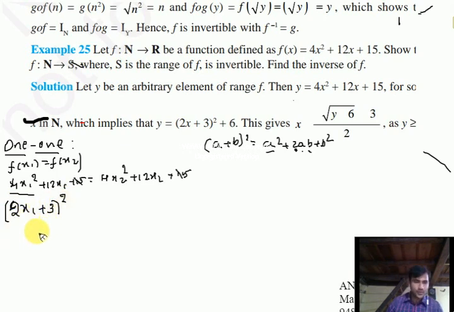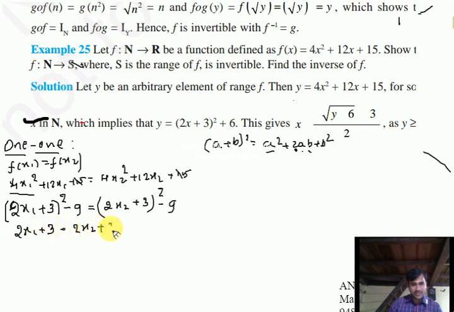But 2x1 plus 3 whole square is 4x1 square plus 12x1 plus 9. Therefore we need to consider minus 9 to get 4x1 square plus 12x1. Similarly on the right hand side we can choose 2x2 plus 3 whole square minus 9, so that we can cancel 9 and 9 on both sides, and the squares on both sides. Then we get 2x1 plus 3 equals 2x2 plus 3. Again we can cancel 3 and 3 on both sides and 2 and 2. Then we have x1 equals x2.